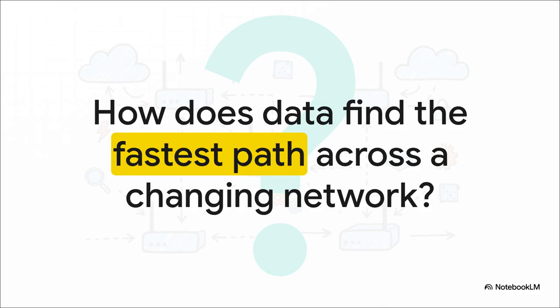So, this gets us to the central question, the big puzzle. Think of the internet as this massive, sprawling city where roads are constantly closing, new highways are popping up, and traffic jams just appear out of nowhere every single second. How in the world do you give directions in a city like that? Well, that's the exact problem that routers have to solve every millisecond of every day.